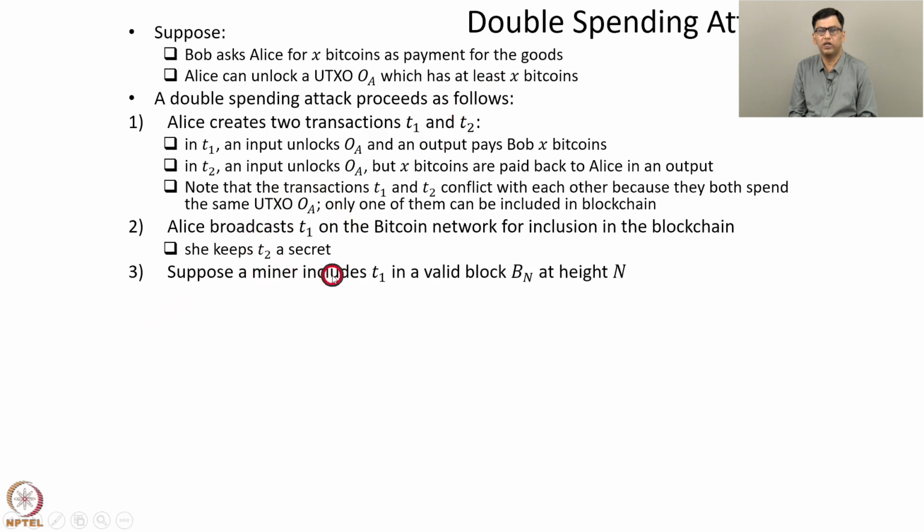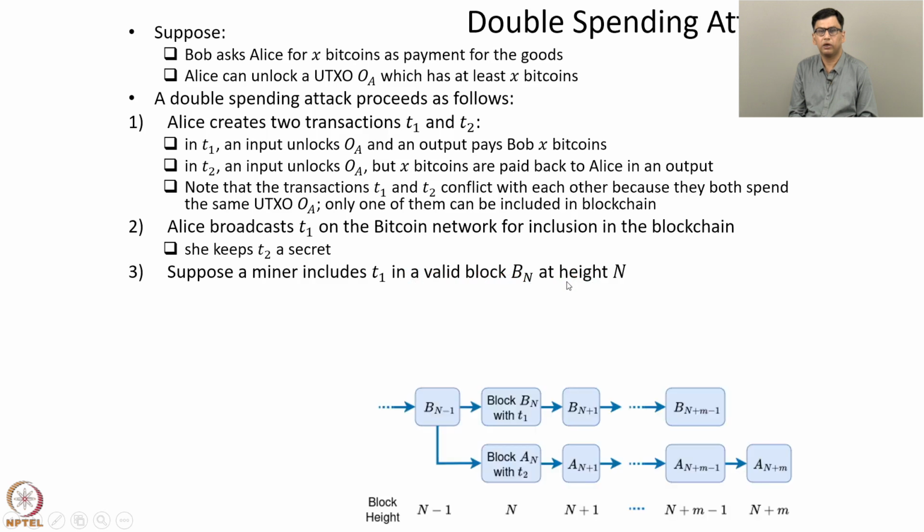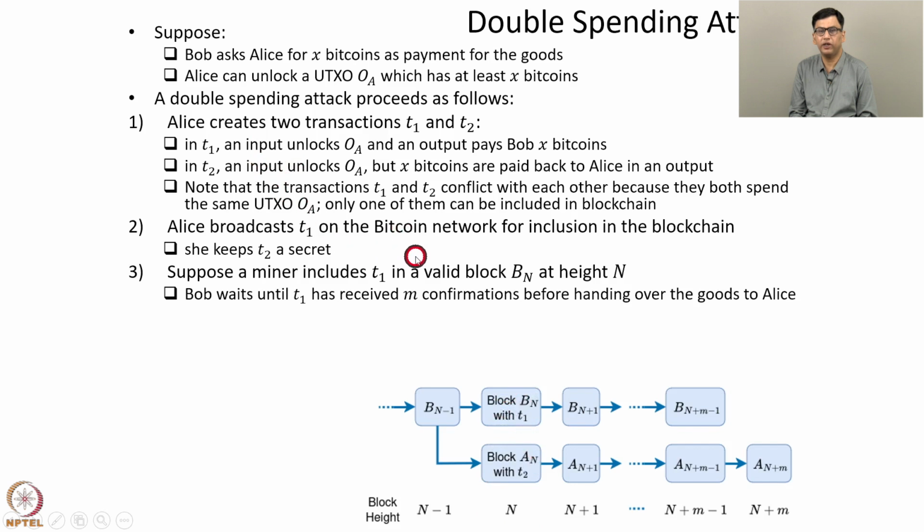Suppose a miner includes T1 in a valid block Bn at height n. So this transaction T1 is present in block Bn, which is at height n. Now Bob waits until T1 has received M confirmations before handing over the goods to Alice. So when this block is added, the transaction T1 has received M confirmations by definition. At this point, Bob hands over the goods to Alice.